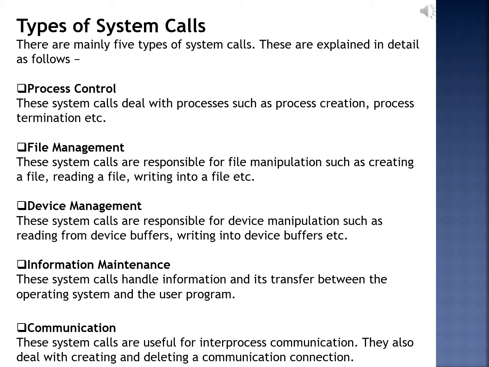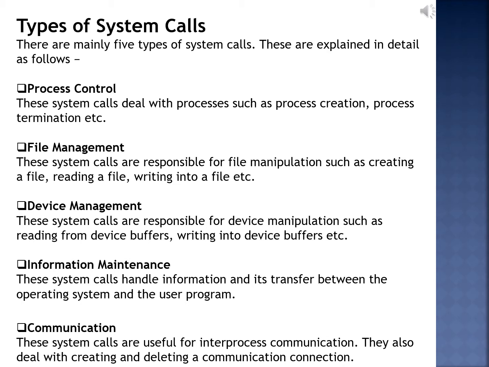The services provided by the system calls are process creation and management, main memory management, file access, directory and file system management, device handling like input-output devices, protection and networking. Now, what are the types of these system calls? There are mainly 5 types of system calls. Those are explained in detail as follows.